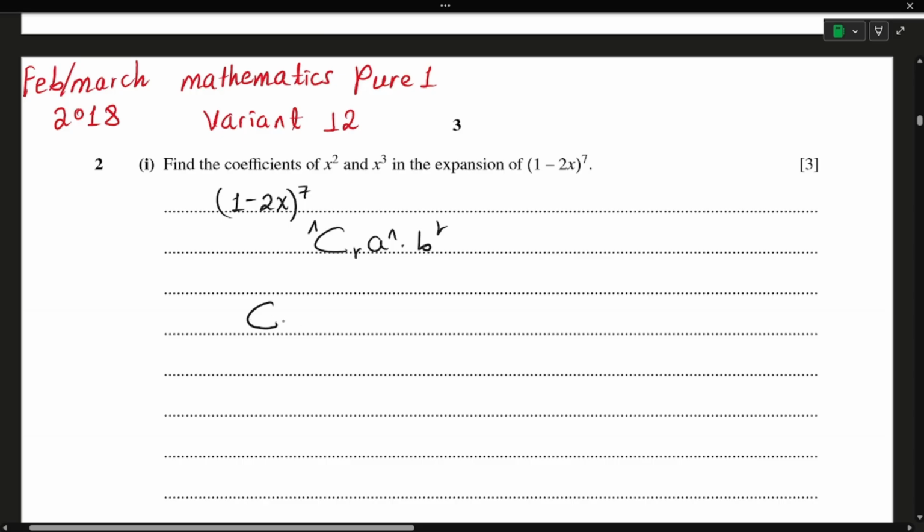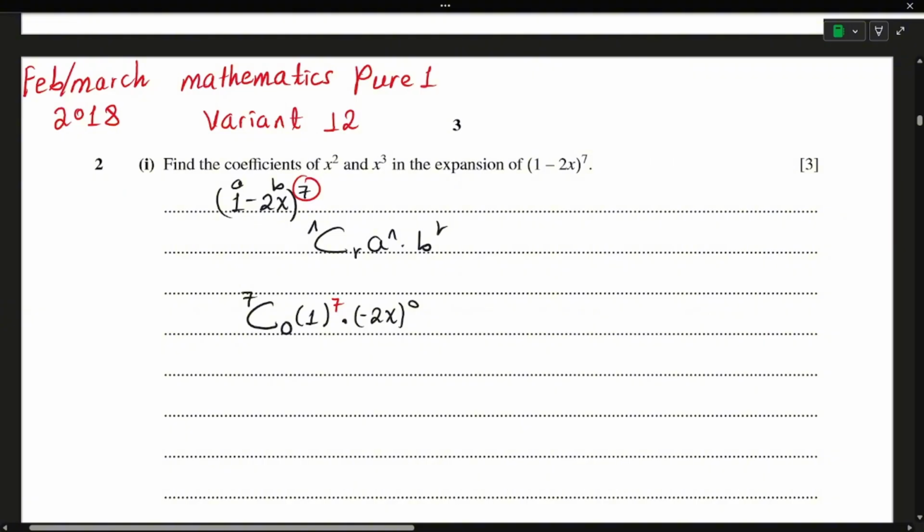Now, you see, we have C over here, and the value of n is 7. Also, we have r. R starts from 0, okay? Then a is this one, and this one is b. So we have a as 1, to the power of n. 7 is n, so we write 7 over here. Then times b, which is minus 2x, to the power of r. R is 0 for the first. Then it increases: 0 plus 1, 0 plus 2, 0 plus 3. And also n decreases as we go towards the right.